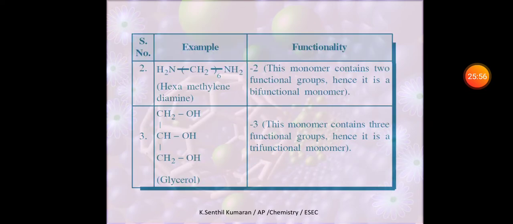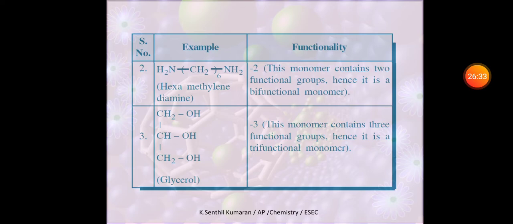Next example, hexamethylene diamine. It is the monomeric unit used in the preparation of nylon 6,6. What is the functionality of this? 2, because hexamethylene diamine contains 2 amine groups, so the functionality here is 2. This monomer contains 2 functional groups, hence it is a bifunctional monomer.